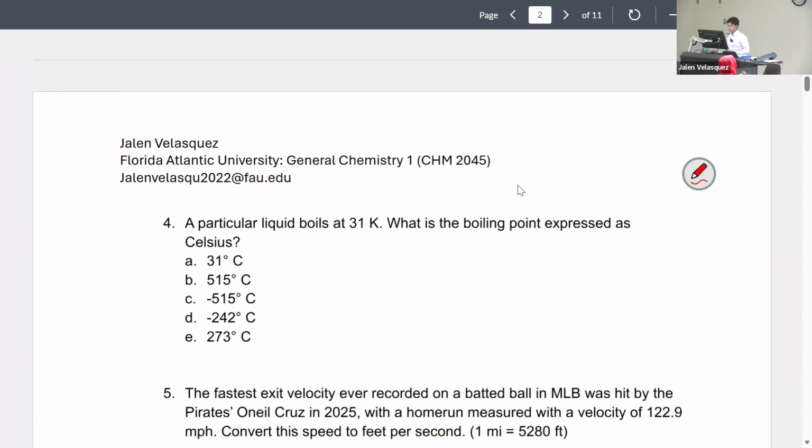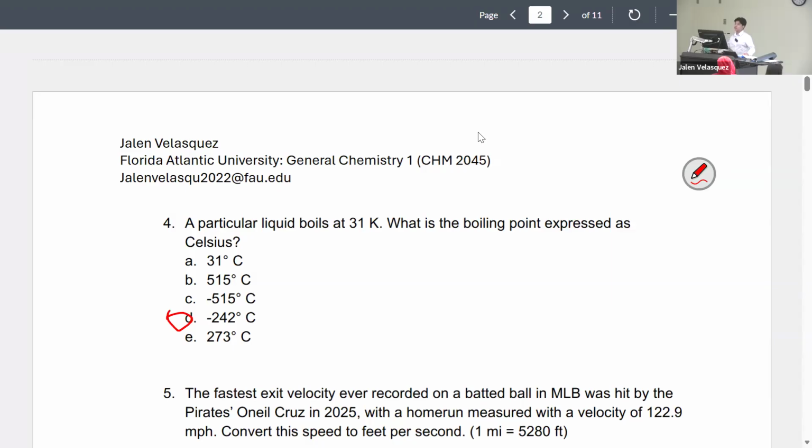Next page, number 4. This says a particular liquid boils at 31 Kelvin. What is the boiling point expressed as a unit of Celsius? Say D. Good, it should be D. And how do you get negative 242 Celsius? 270.